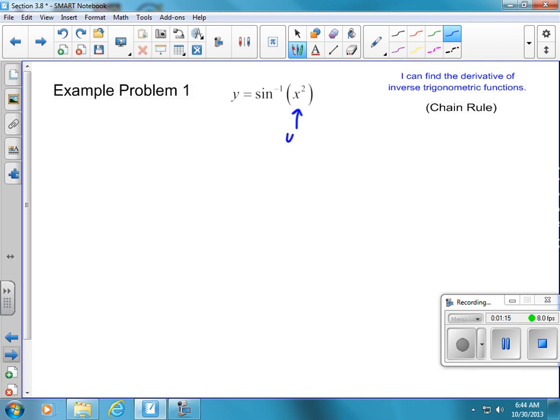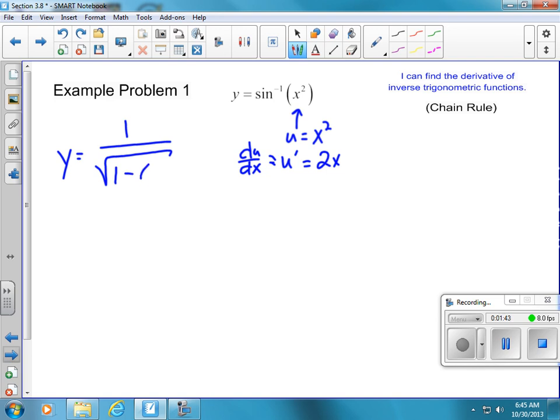First, let's identify our u value. We're calling this angle u. Our derivative, as it is in our formula, is du/dx. du/dx is the way you see it in our formula. It's also u prime, same thing. That's equal to 2x. So now we're going to take our little formula and plug it in. 1 over the square root of 1 minus u squared, that's x squared, squared. And then we multiply times the derivative. This is using the chain rule, the derivative of the inside, which is 2x.